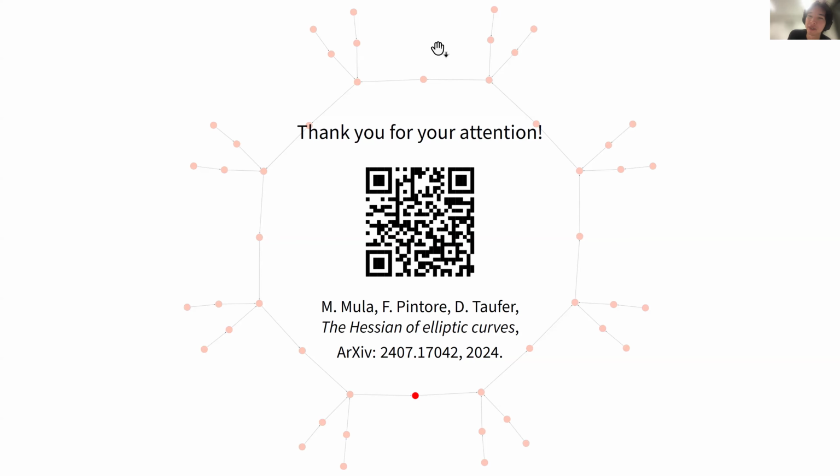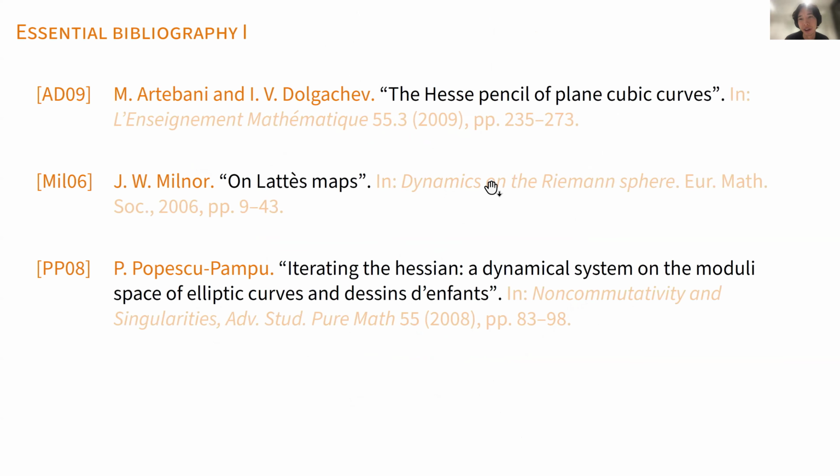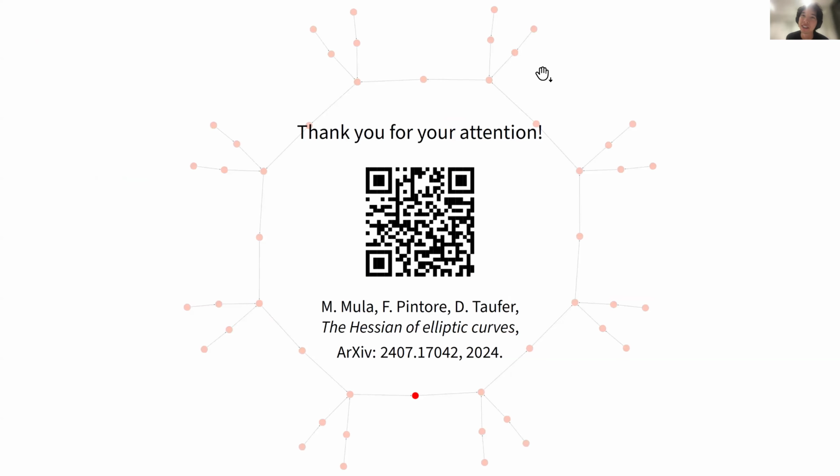Maybe I can ask a question. So this Hessian map is, as you've been saying many times, very related to the 3-torsion. Does there exist similar things for other n-torsions?